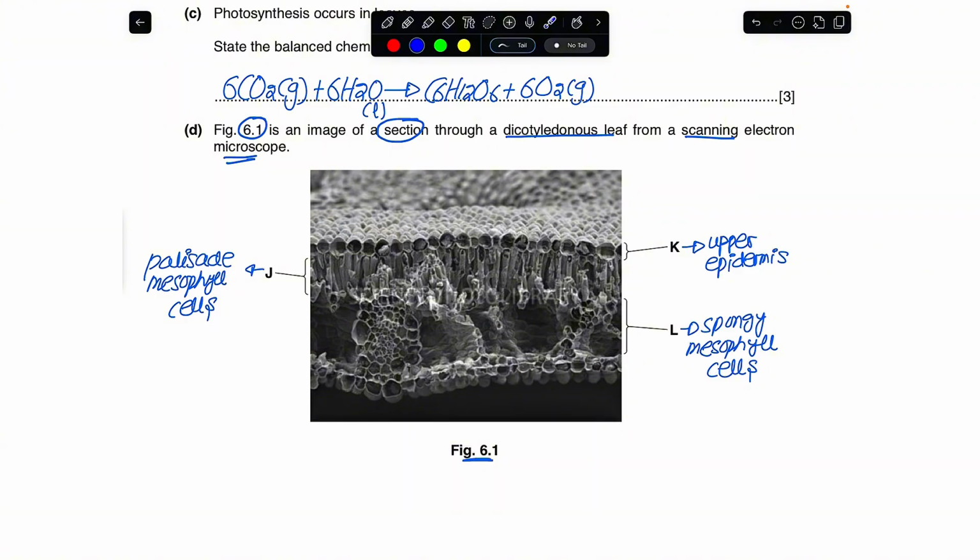The other idea is that these upper epidermal cells are thin or flat, so again, more of the light can penetrate through them. If I talk with respect to L, which is the spongy mesophyll cells, their adaptation is that they have abundant air spaces in them.